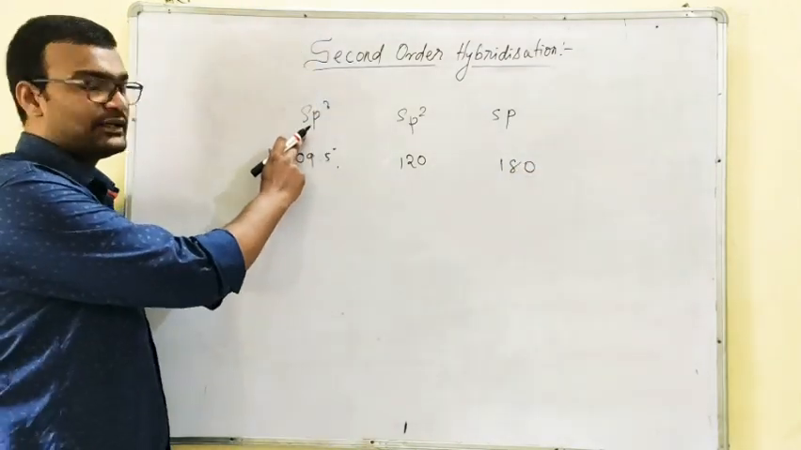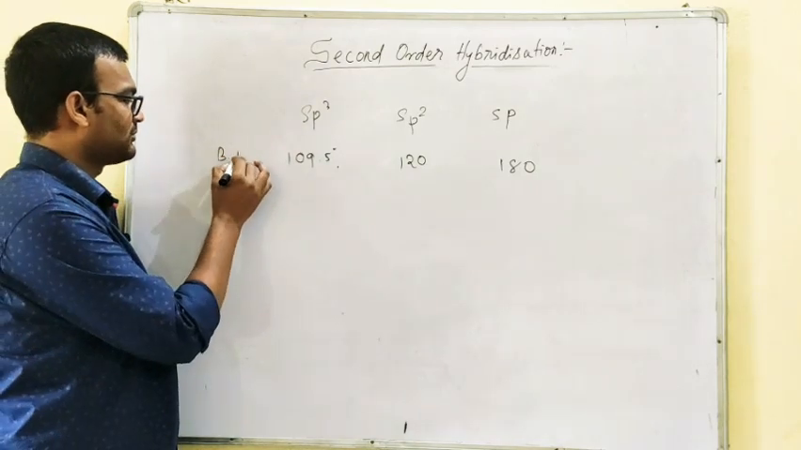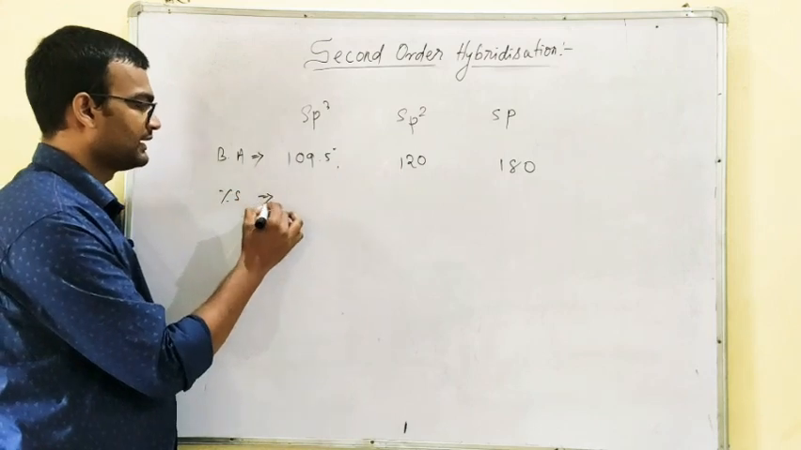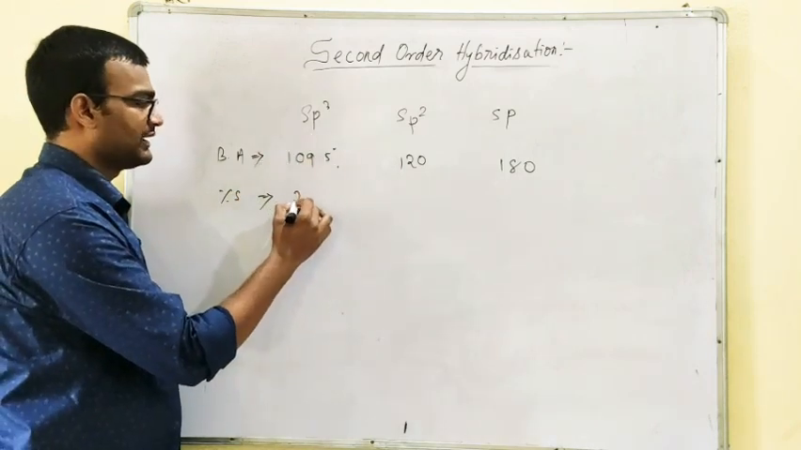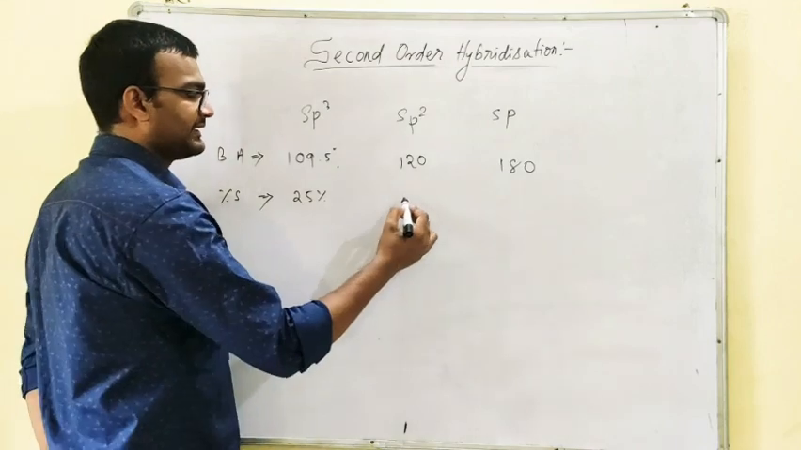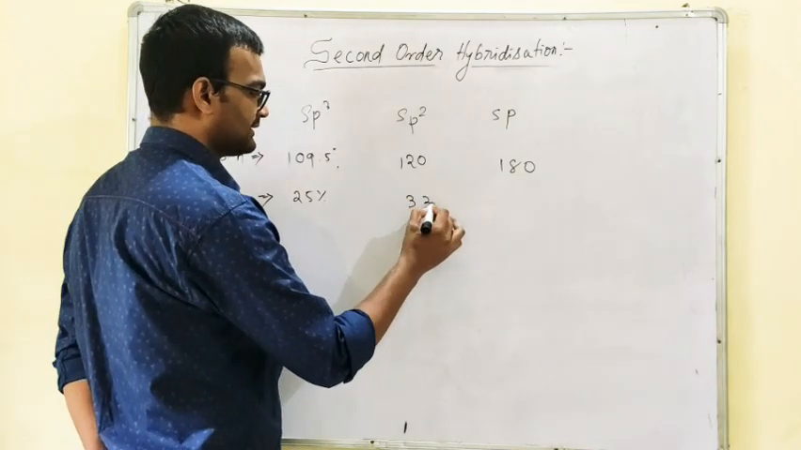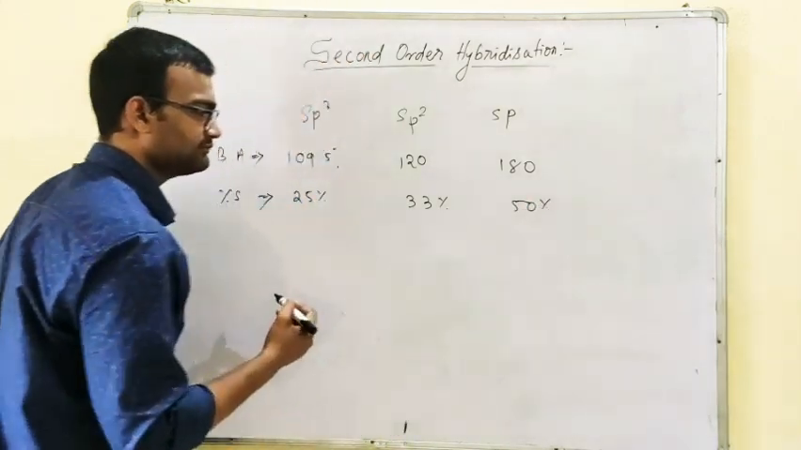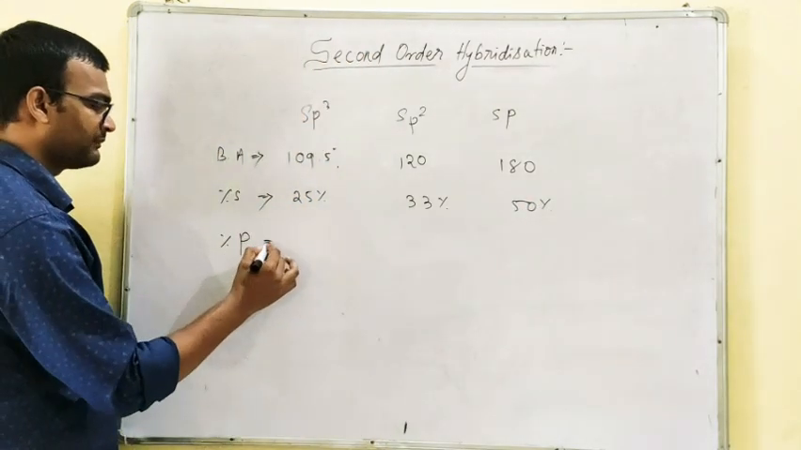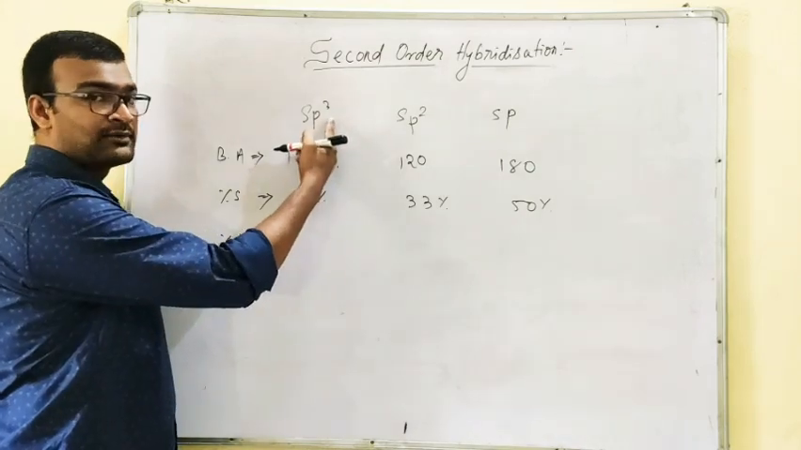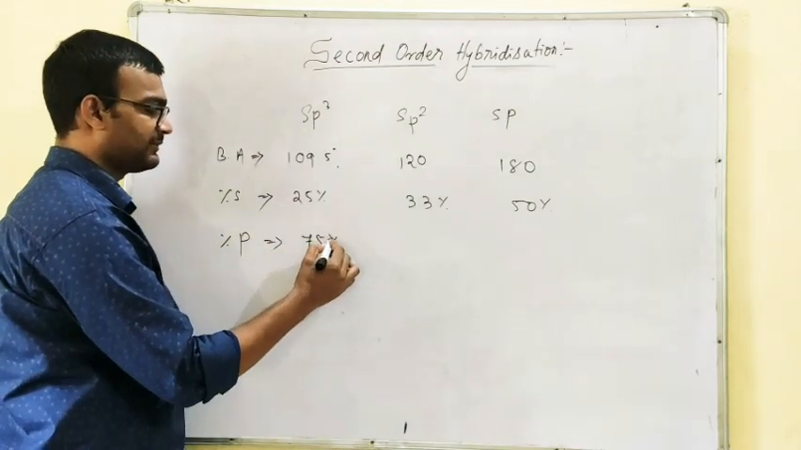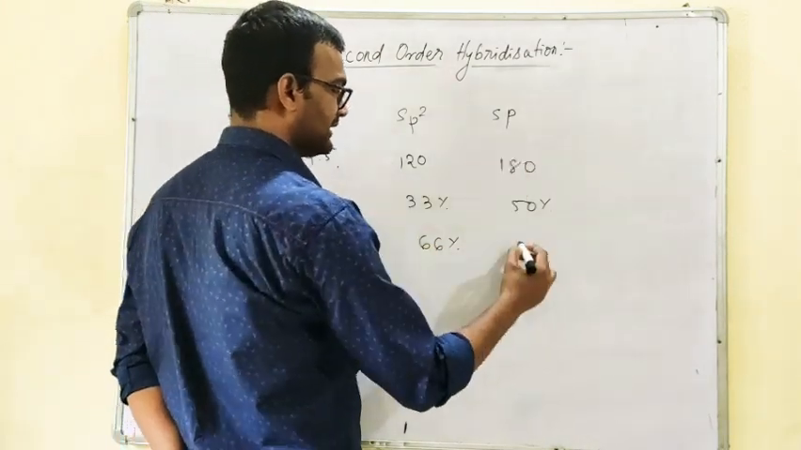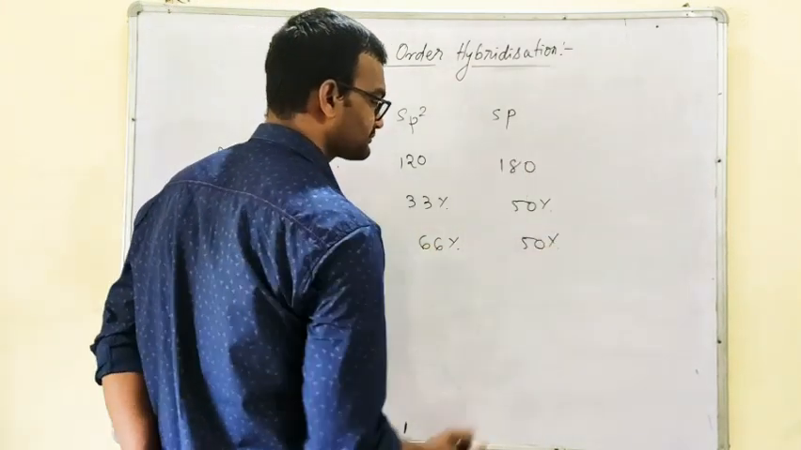This is your bond angle. Now, what is the percent s character? For sp3 it is 25%, for sp2 it is around 33%, and for sp it is 50%. In the same way, what is the percent of p? For sp3, with three p orbitals, it is 75%. For sp2 it is around 66%, and for sp it is 50%.